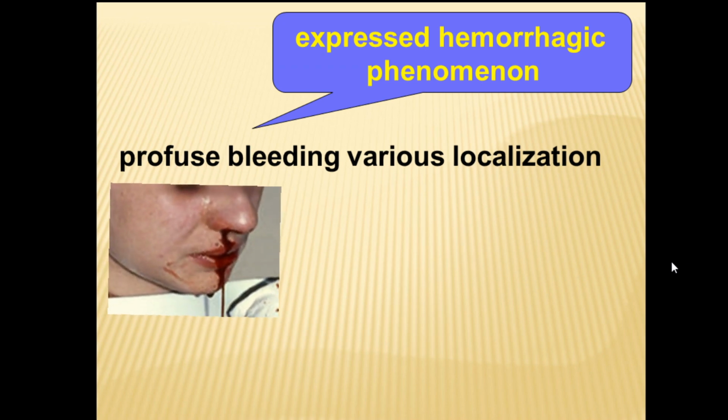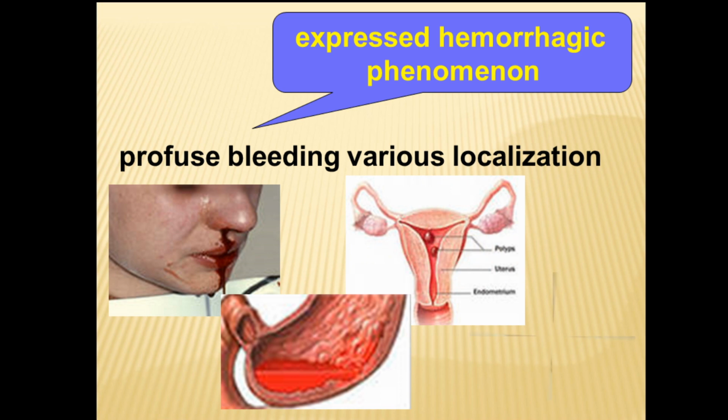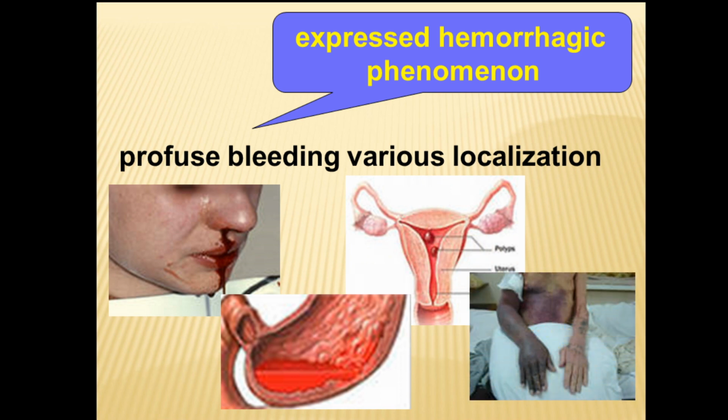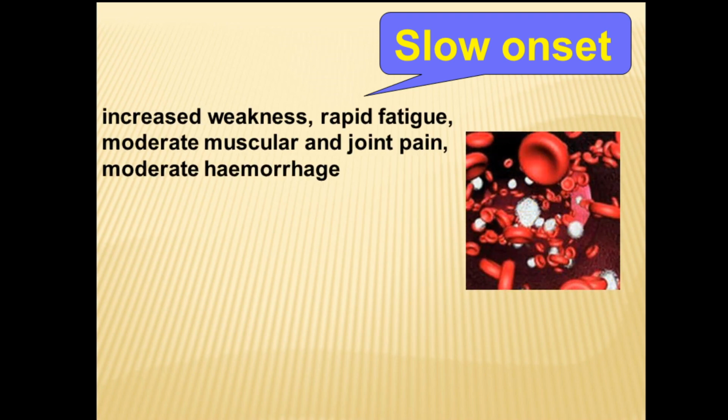If the leukemia is manifested with hemorrhagic syndrome, the patient enters the hospital with profuse bleeding of various localization. It may be stomach bleeding, it may be uterine bleeding for women, it may be nasal bleeding which cannot be stopped in home conditions, or any subcutaneous bruise without provoking fractures. Slow onset is characteristic for chronic leukemia.